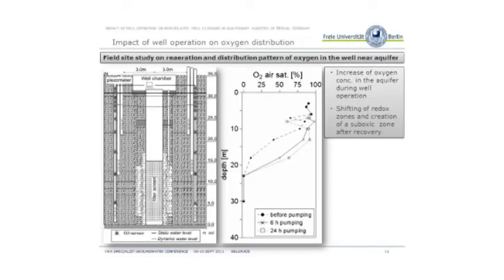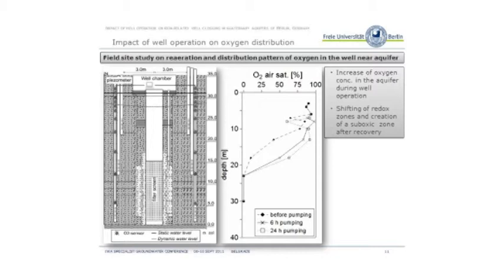For a characterization of the oxygen distribution outside the well, and to study the reaeration and the air entrapment in the aquifer, we constructed a transect of multi-level observation wells, and we installed oxygen sensors at different depths of the aquifer, as shown in the left figure. And I just want to show one example of the measurements and what we found out here.